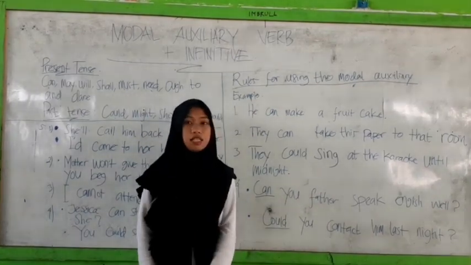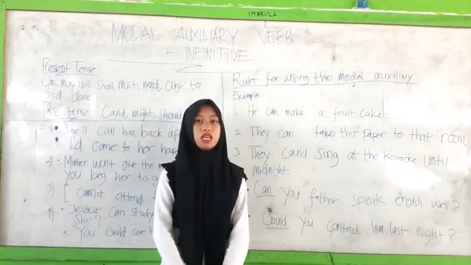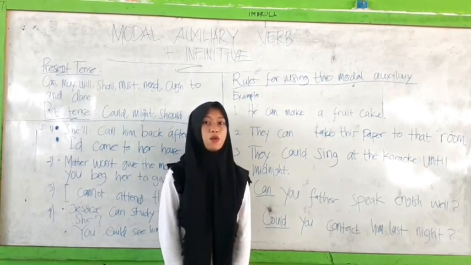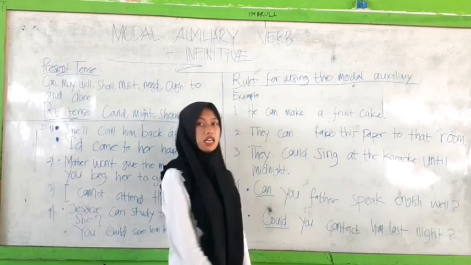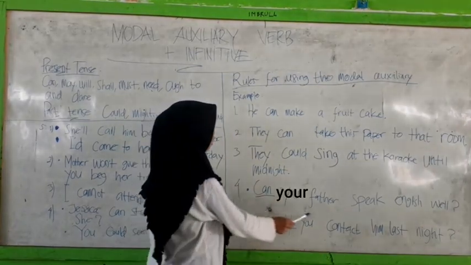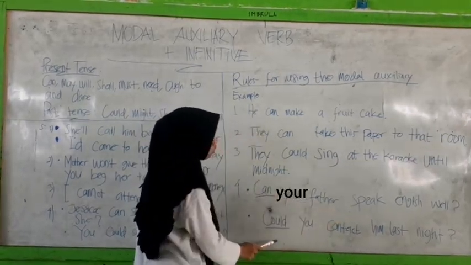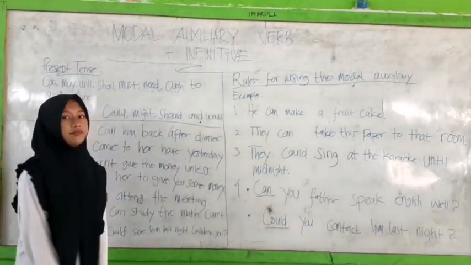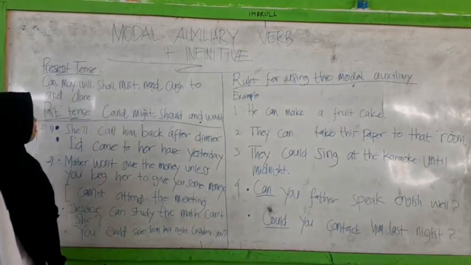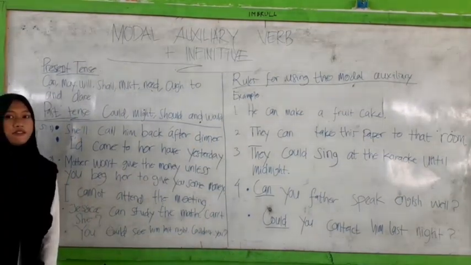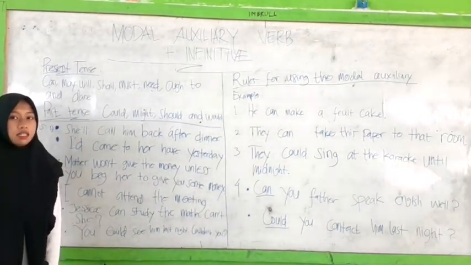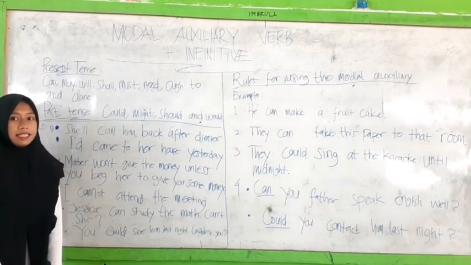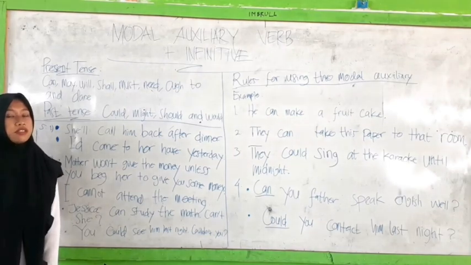And next, an interrogative sentence is formed by placing a modal auxiliary in front of the sentence. Example, can your father speak English well? Could you contact him last night? A denying sentence or negative sentence is formed by adding not after the modal auxiliary.